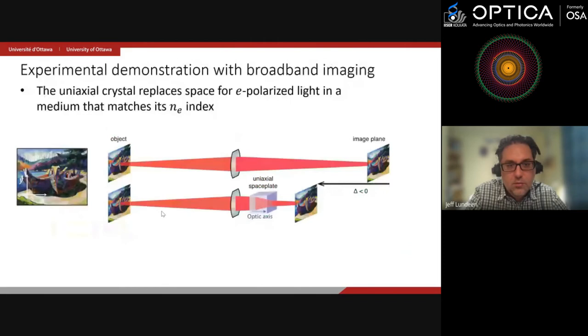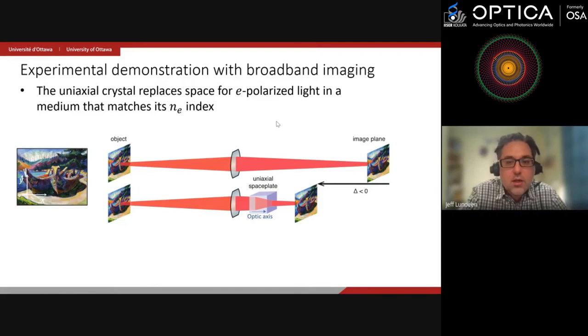Okay, so just to summarize that, a negative uniaxial crystal replaces space. It only does it for the e-polarized light because the different polarizations see different indices. And it only does it if it's placed in a medium that matches its n_e index, one of the two indices. So it doesn't actually do it for vacuum or air. It only does it if it's replacing space that's already filled with something. But still, it showed us that this idea might work.